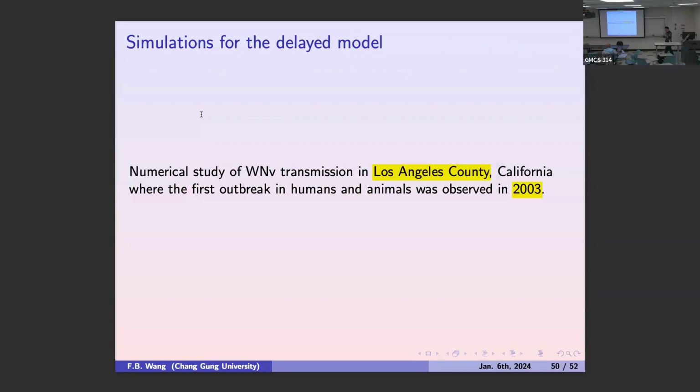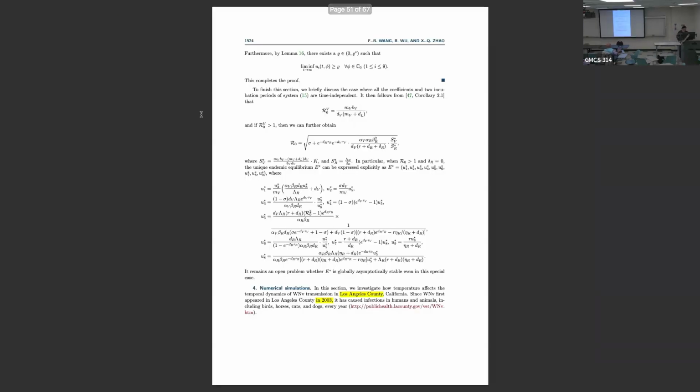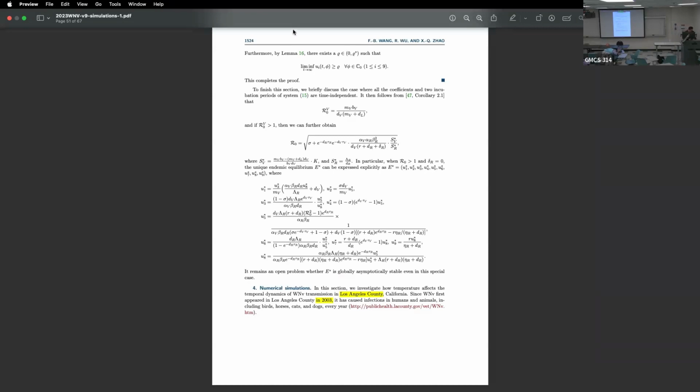Then I will show some numerical results. The numerical results were done by my collaborator, so I don't know how she fit the data. I just show her results for you. For the first model, the data comes from Los Angeles, probably.